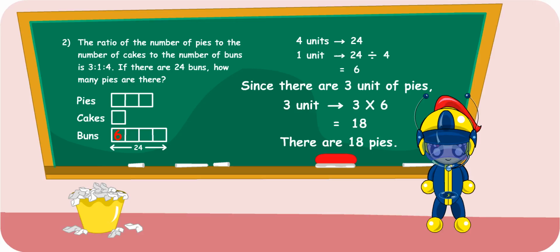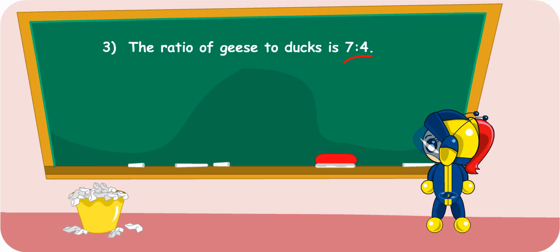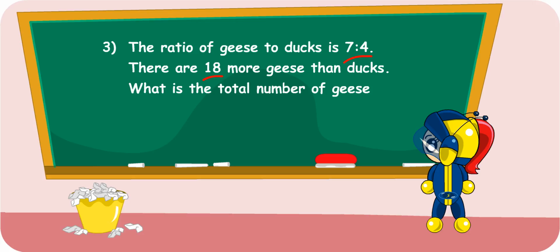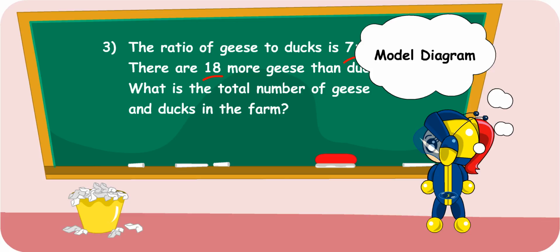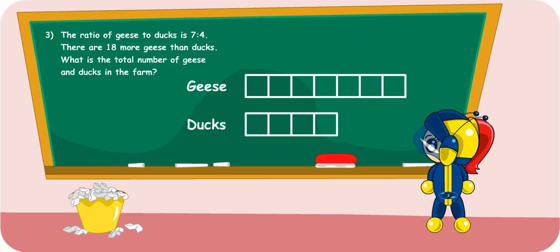I see. One more problem for you, TurboGo. The ratio of geese to ducks is 7 to 4. There are 18 more geese than ducks. What is the total number of geese and ducks in the farm? First, draw a model to show the ratio 7 to 4. From the model, we know that there are 3 more units of geese than ducks. These 3 units represent 18.